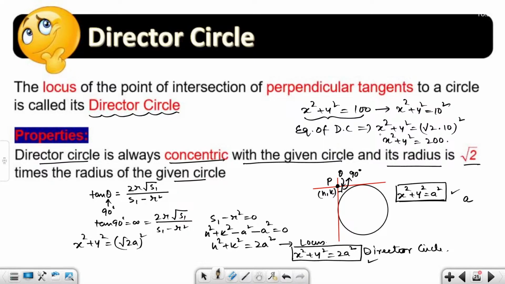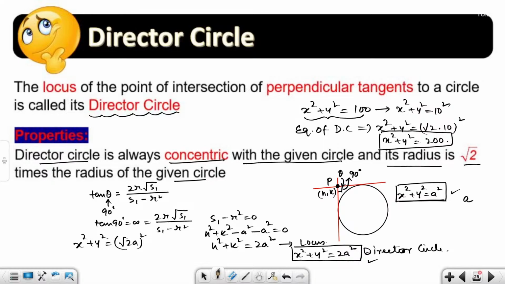This is the equation of the director circle. So what have we learned? What is the director circle? The locus of the point of intersection of perpendicular tangents to a circle is called a director circle. And the equation of the director circle is, it is always concentric with the given circle and its radius will be root 2 times the radius of the given circle. That much you have to remember.